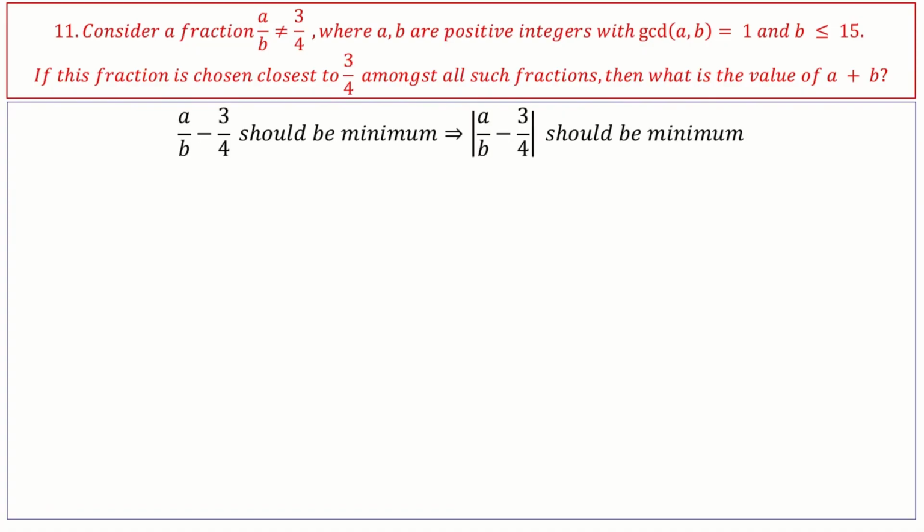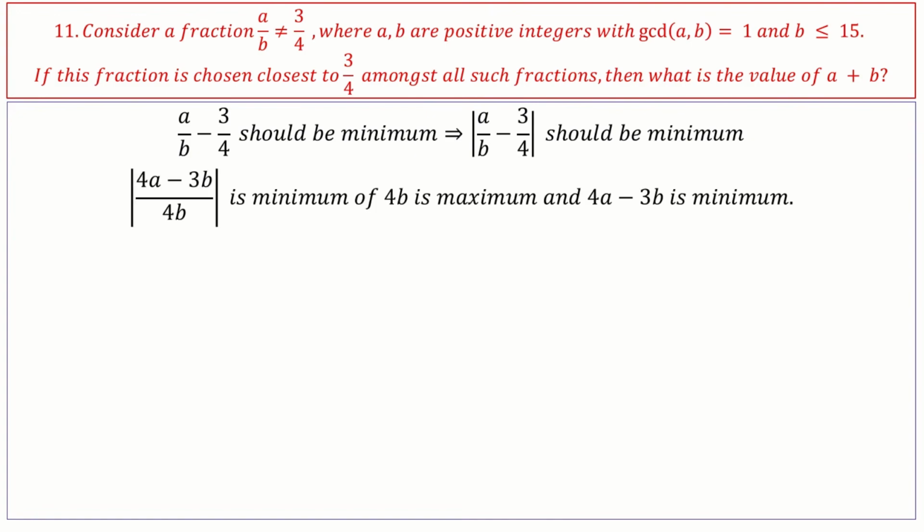What we need is a by b minus 3 by 4 should be minimum. Of course, the absolute value, not the subtraction, but the difference. So the absolute value of a by b minus 3 by 4 should be minimum. If I write it the other way, it is 4a minus 3b divided by 4b, and the absolute value should be minimum. This is minimum if 4b is maximum and 4a minus 3b is minimum. These are the two conditions, right?